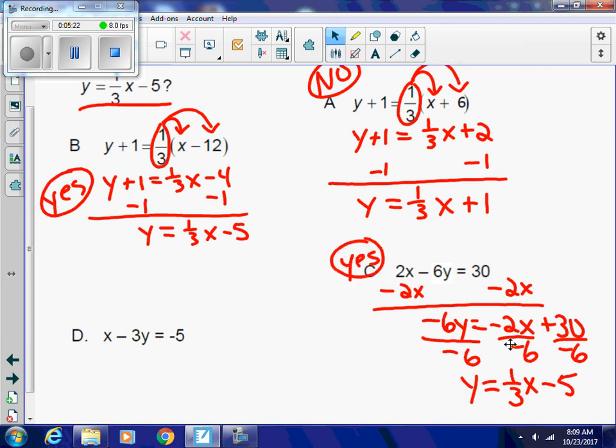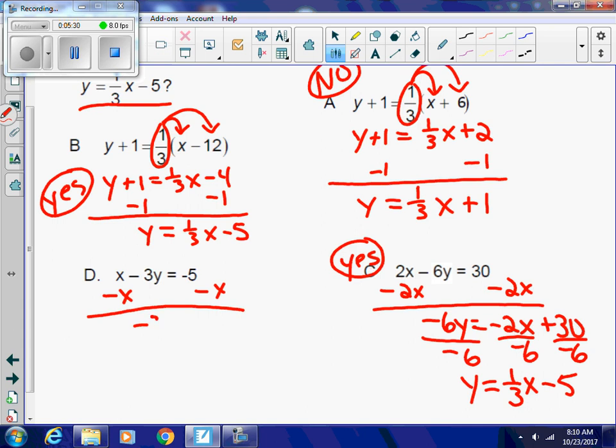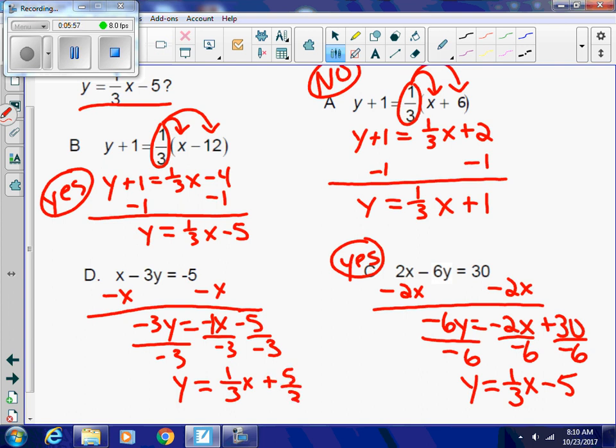And the last one, same thing, slope-intercept. Negative 3y equals negative x minus 5. I'm putting the x term first to make it look like slope-intercept form. Dividing by negative 3 to give me y equals, remember this is a 1 out front here. Okay, so that's a positive 1/3 x. And this is going to be a positive 5/3, which is not the same as minus 5, so this would be a no.